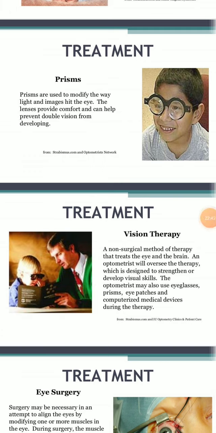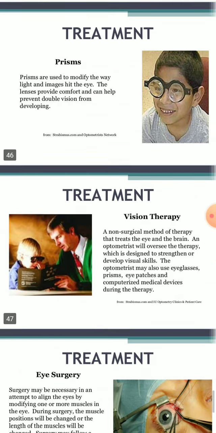Treatment. Prisms are used to modify the way light and images hit the eye. The lenses provide comfort and can help prevent double vision from developing.